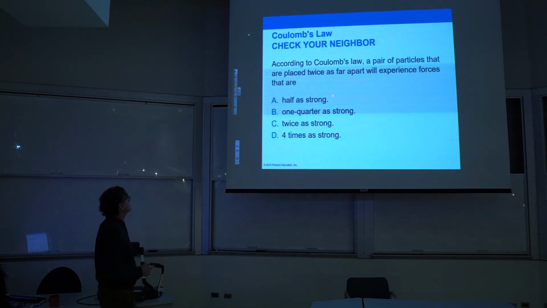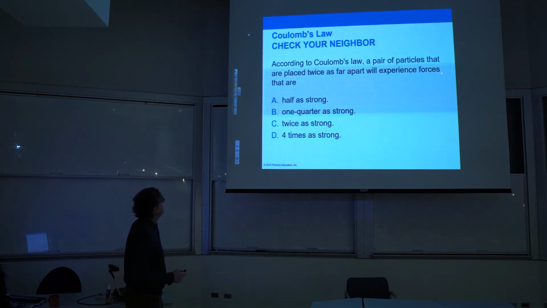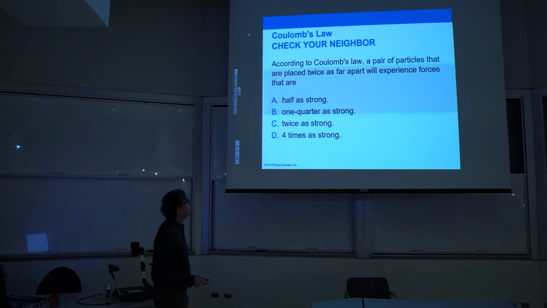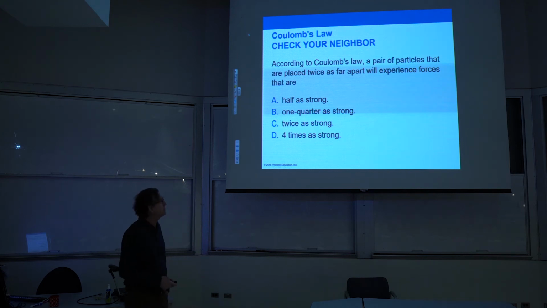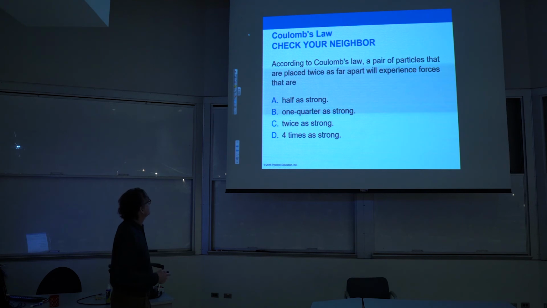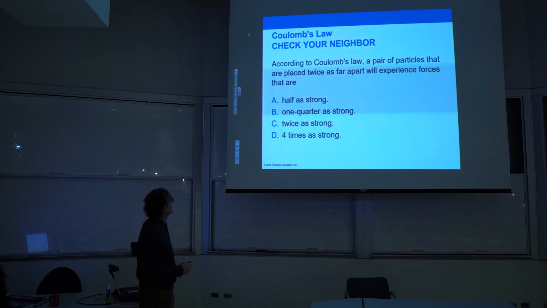So according to Coulomb's law, a pair of particles that are placed twice as far apart, and by particles we mean charged particles, for example, one of them has a charge Q1 and the other has another charge, we'll call it Q2, a certain number of coulombs, will experience a force between them. If they are placed twice as far apart, then one of these four options will occur. The force between them will be half as strong, 1/4 as strong, twice as strong, or 4 times as strong.